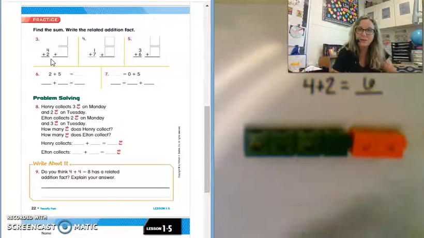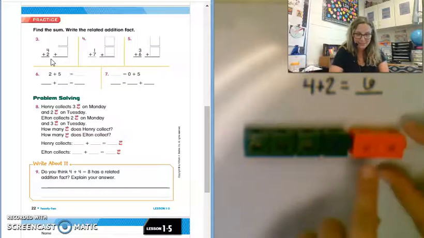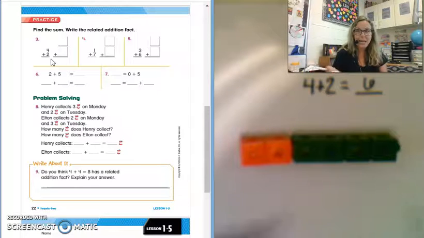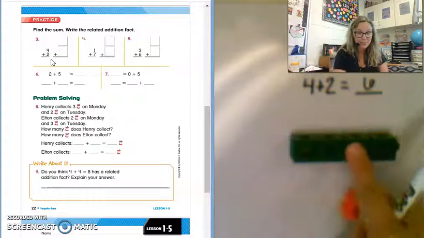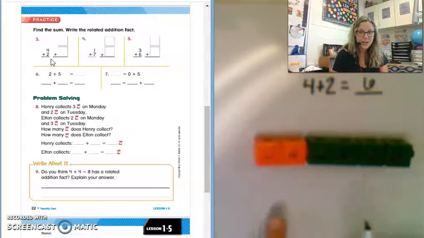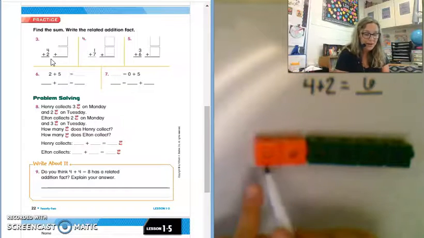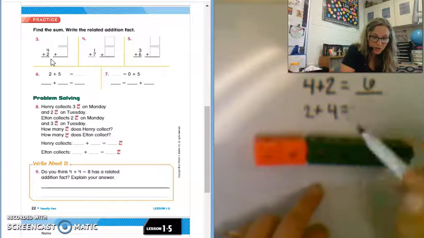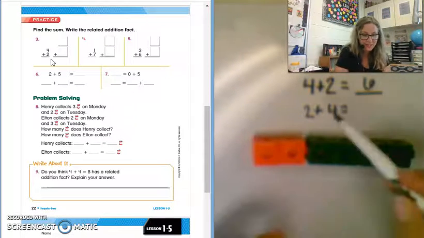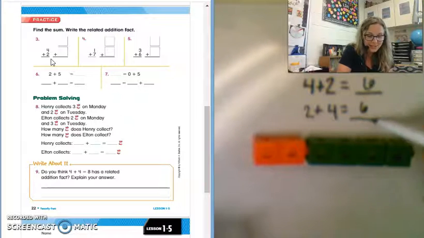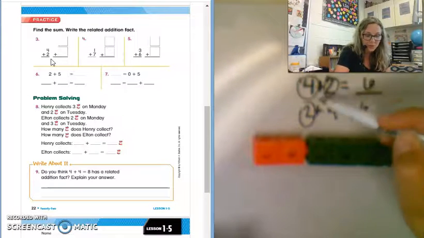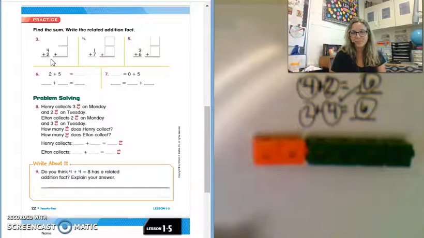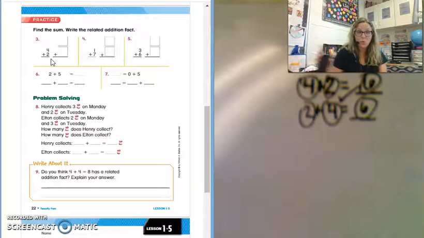Now if I want to find the related fact, what I would do is take this 2 and move it to the front. I did not add any more cubes, I didn't take any cubes away, I simply switched the location. So now, instead of having 4 green plus 2, now I have 2 orange plus my 4 green. The total is still 1, 2, 3, 4, 5, 6. 2 plus 4 equals 6. So they both have the 2, they both have the 4, they both have a sum of 6. We call them related.